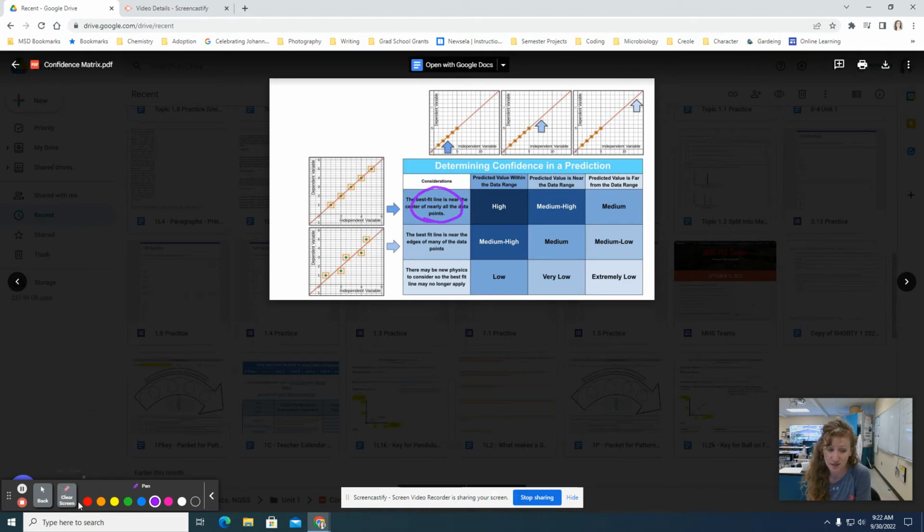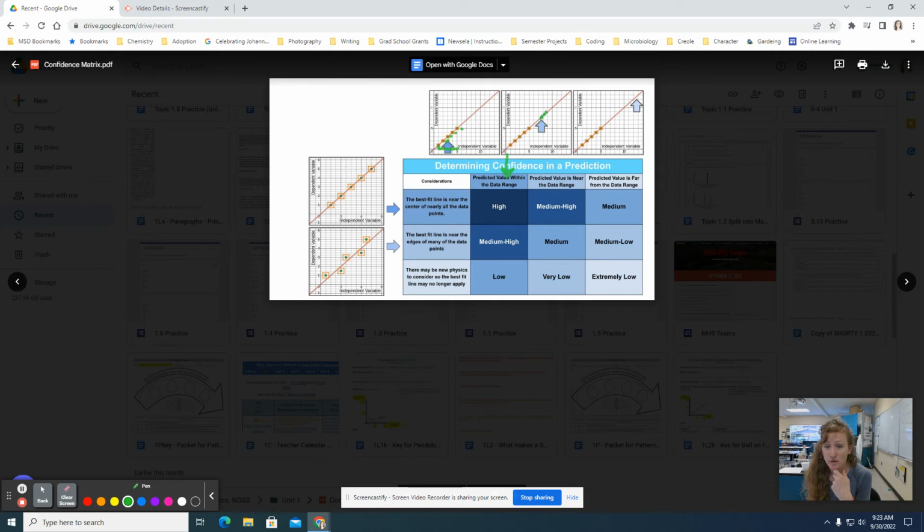Okay, now the second consideration is over here at the top. And this actually has to do with what you're trying to predict. So if the value that you are trying to predict is in between the data points that you actually have, so on this graph, it would be between maybe 1 and 5. So let's say you're trying to predict 4. That would be in between your data points that already exist. Then you would be far left on this second consideration.